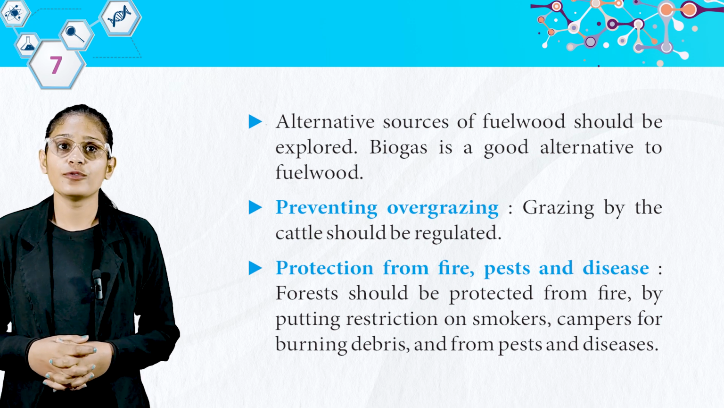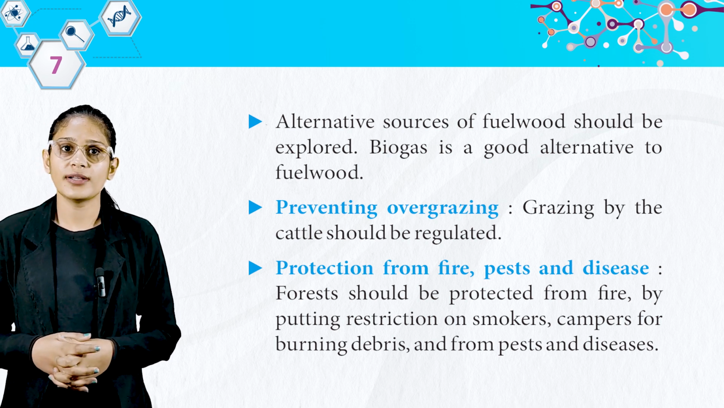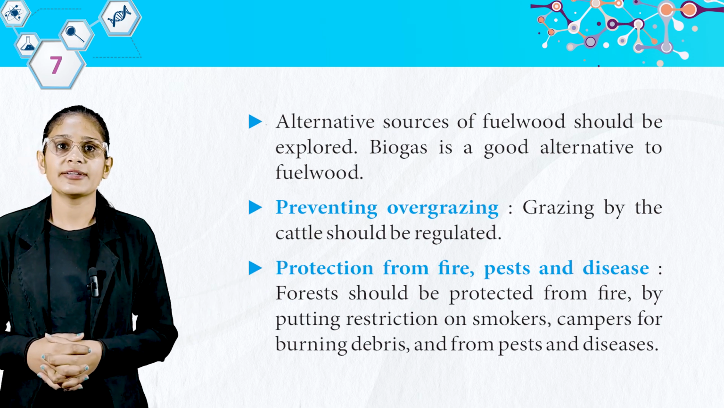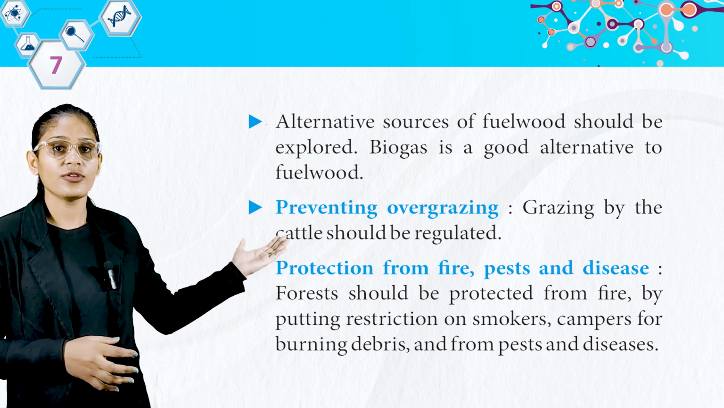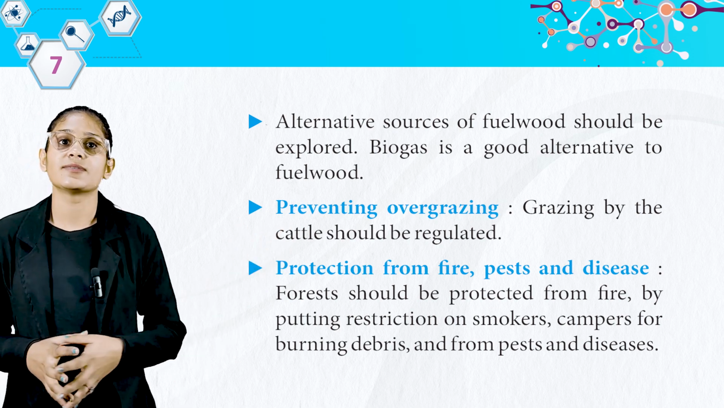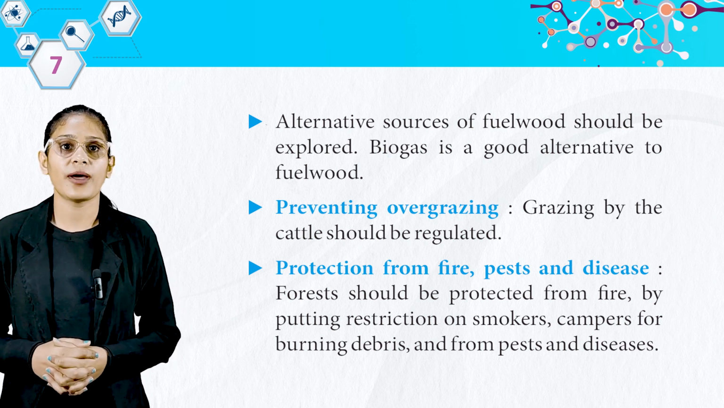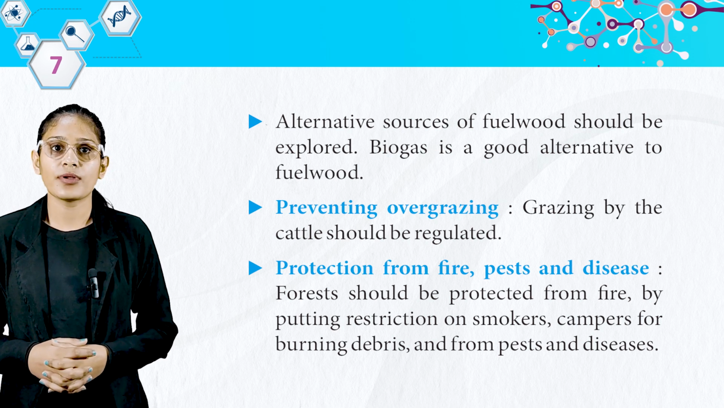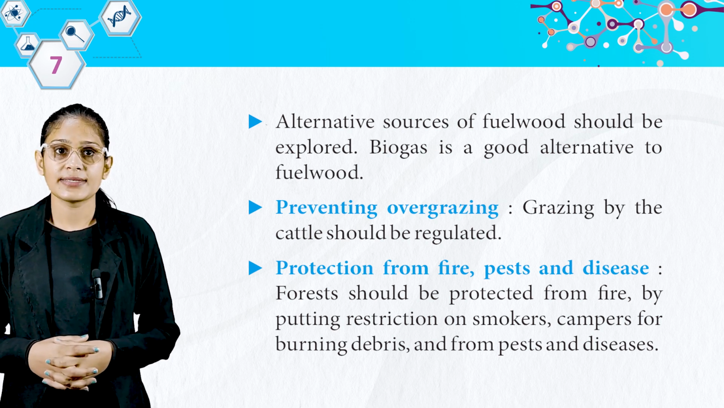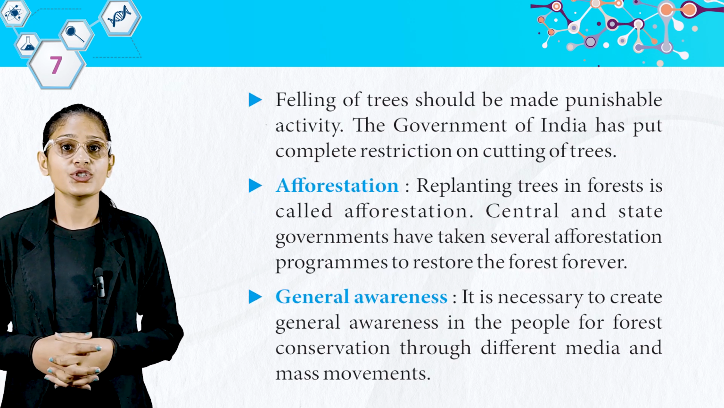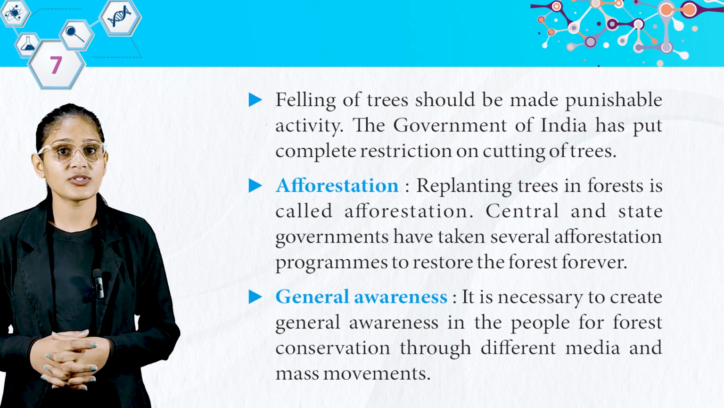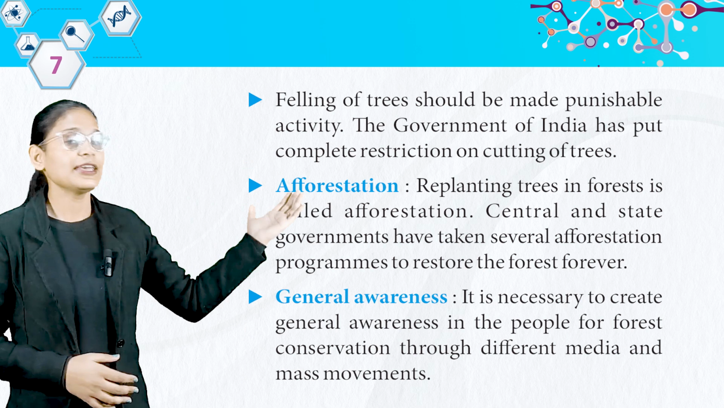Alternative sources of fuel wood should be explored. Biogas is a good alternative to fuel wood. Preventing overgrazing. Grazing by the cattle should be regulated. Protection from fire, pests and disease. Forest should be protected from fire by putting restrictions on smokers, campers for burning debris and from pest and disease. Felling of trees should be made a punishable activity. The government of India has put complete restriction on cutting of trees.